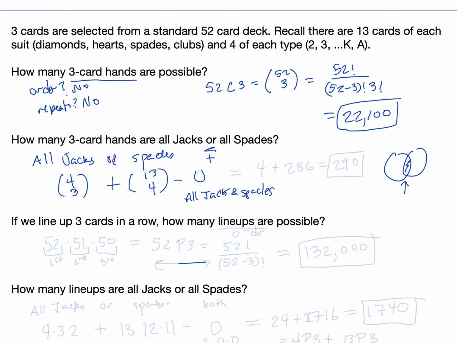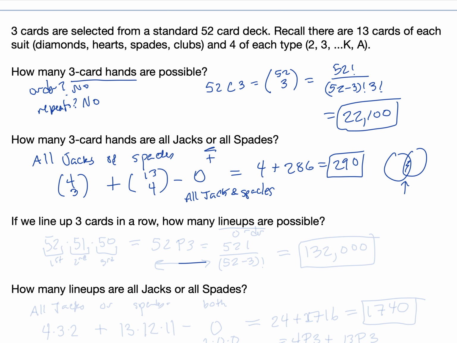But here there are no such elements, right? Because there are no 3 card hands that are all jacks and all spades. There is 1 jack of spades, and so there's nothing to subtract. And so we've just got 4 choose 3, which is 4, plus 13 choose 3, which is 286. And so altogether there are 290 such 3 card hands.